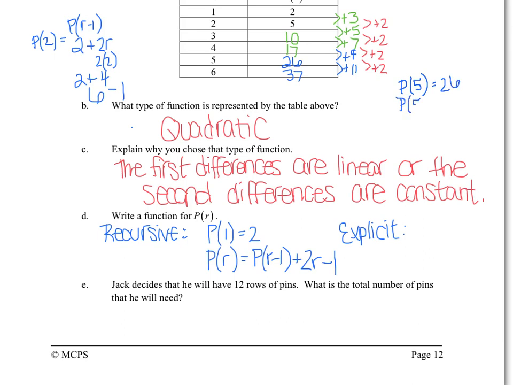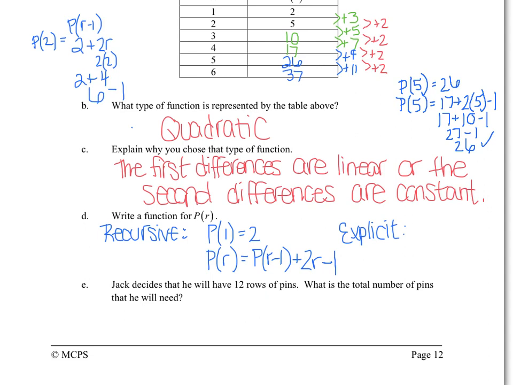Well, p of 5 is my previous term, which is 17, plus 2 times 5 minus 1. Well, 2 times 5 is 10, minus 1. 17 plus 10 is 27, minus 1 is 26. And it works.